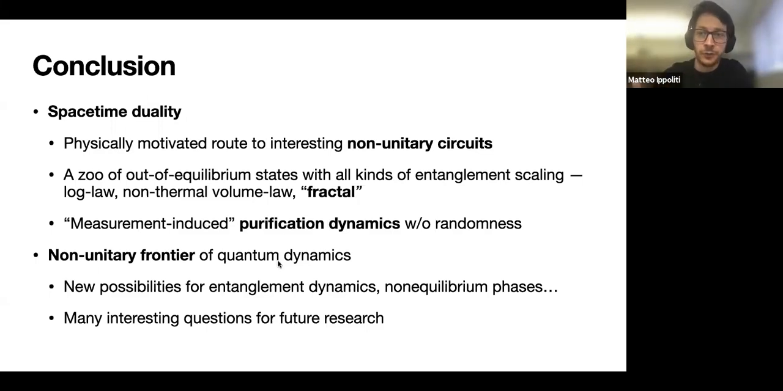And then just for the future, this frontier of quantum dynamics involving non-unitary processes is really interesting and it's kind of new. We've begun to explore it, but there's undoubtedly many more interesting things to be found.